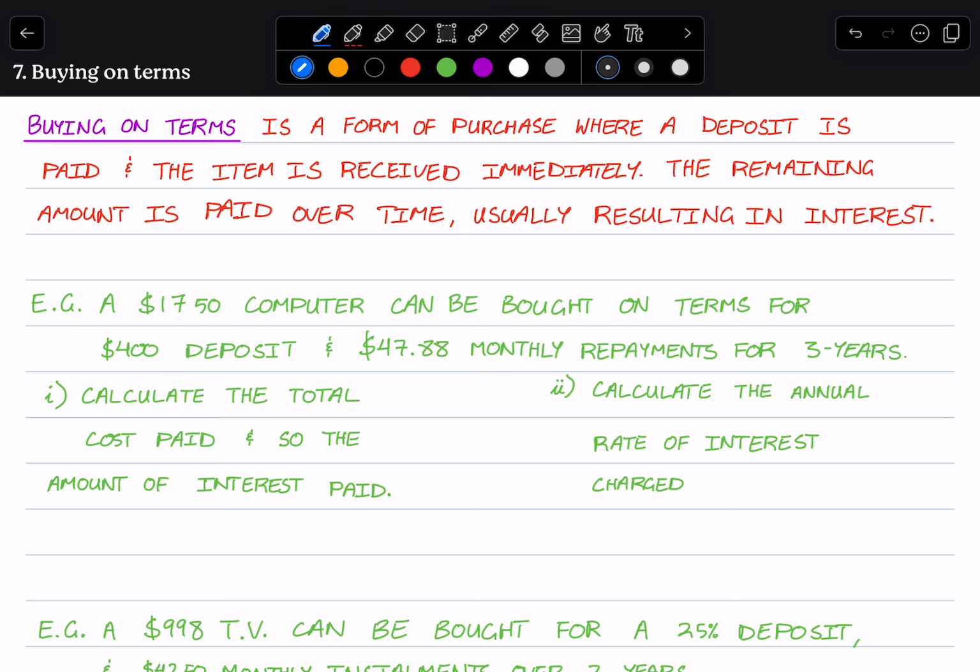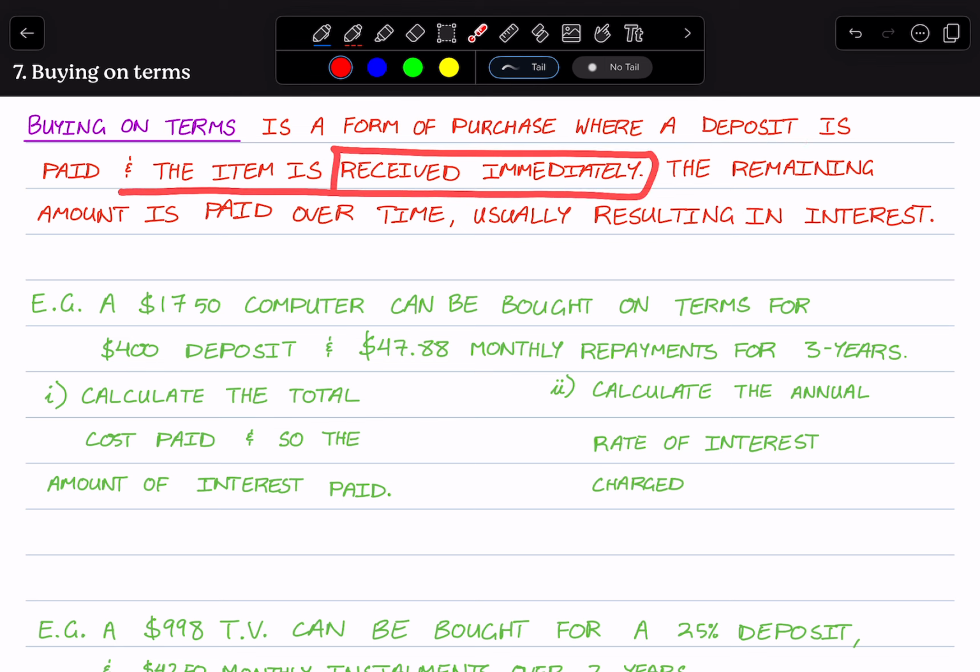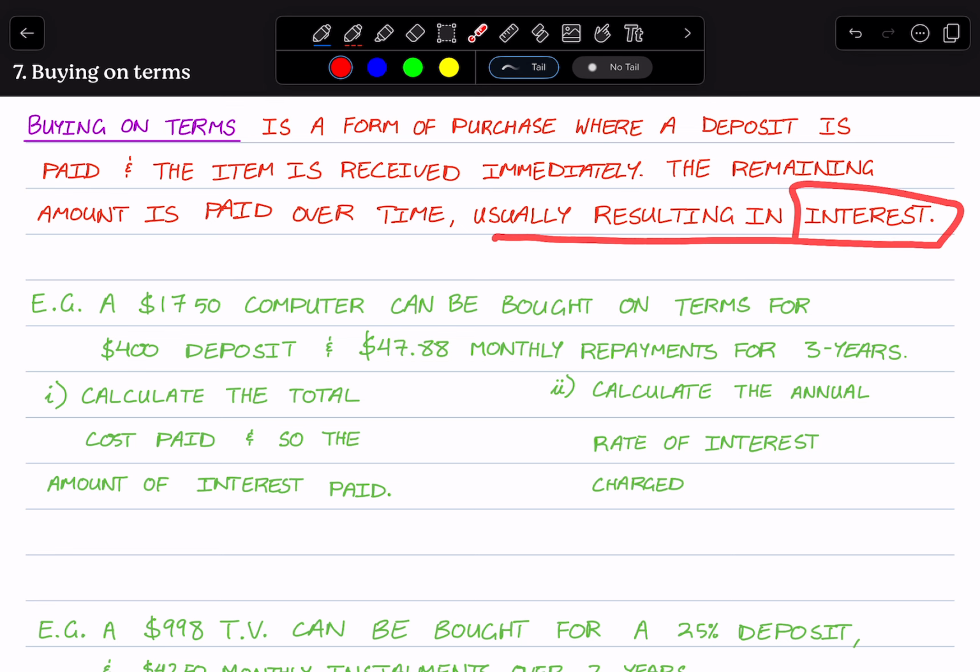Hello class, this is a video tutorial on buying on terms. Buying on terms is a form of purchase where a deposit is paid and the item is received immediately. The remaining amount is paid over time and it usually results in interest or an extra amount charged.